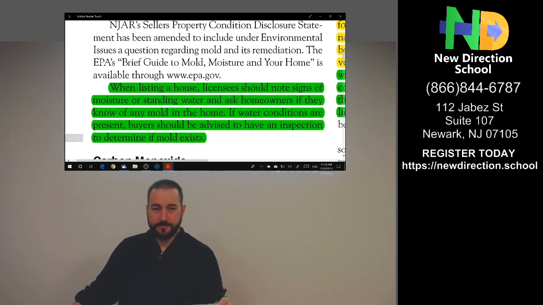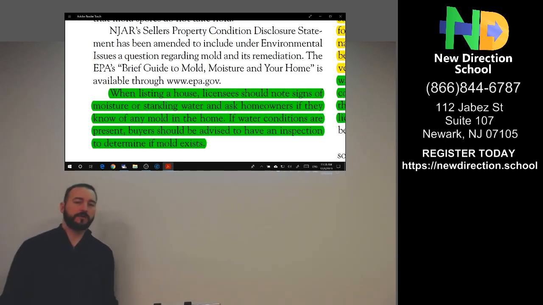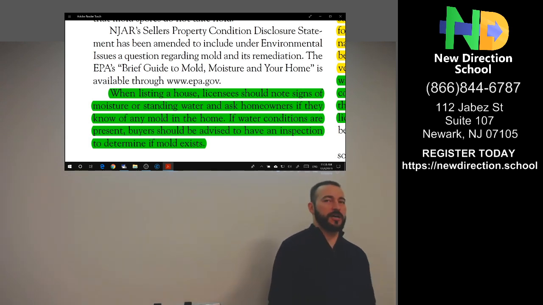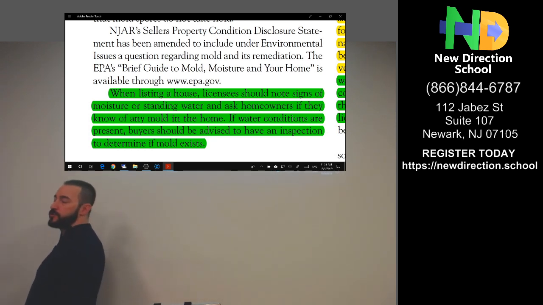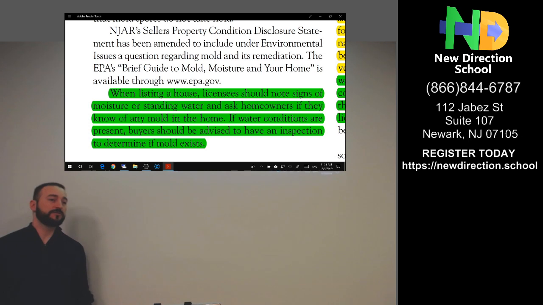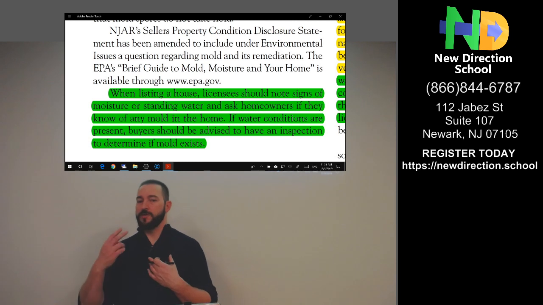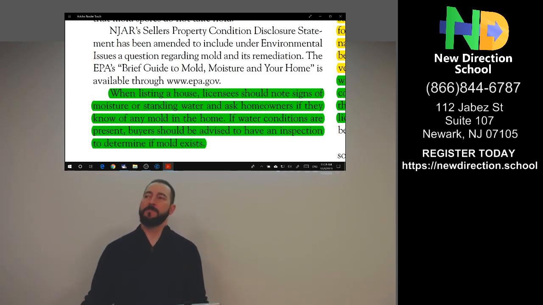At the bottom, when listing a house, licensees should look for signs of moisture or standing water and ask homeowners if they know of any mold in the home. So it's our job to look for certain water conditions. If they're present, then we should advise the buyers to have an inspection to determine if mold exists. It's our job, guys, to look around. It says when listing a house, it doesn't say representing the buyer, right? When listing a house, that means you represent the seller. If there's existing mold or water moisture signs, anything like that, it must be disclosed.